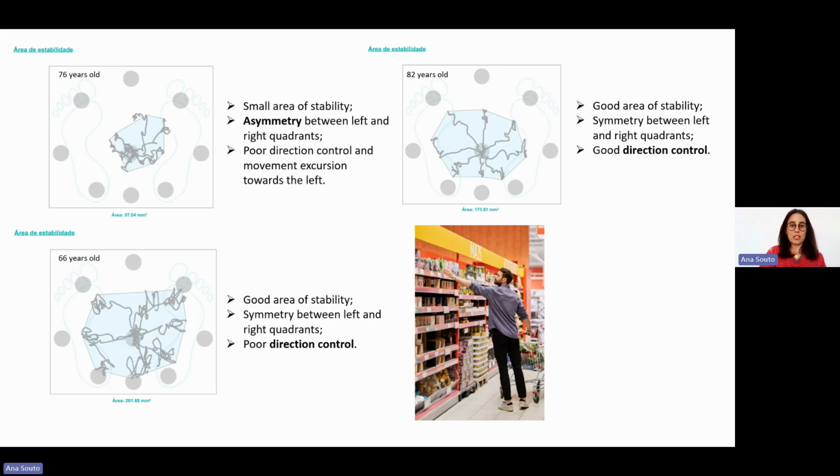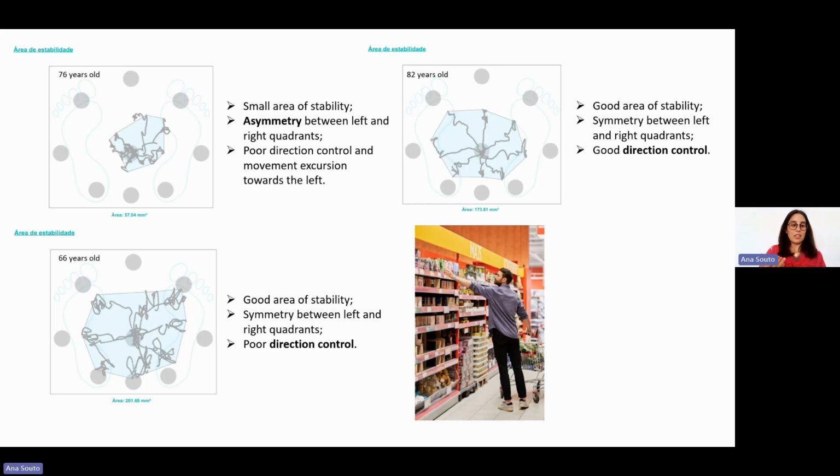Just next to this example, we have an 82-year-old with a very good area of stability and very good directional control. There's very good symmetry between left and right quadrants. Of course, there's always a difference because of our dominant side, but this is a very good test for an elderly patient.